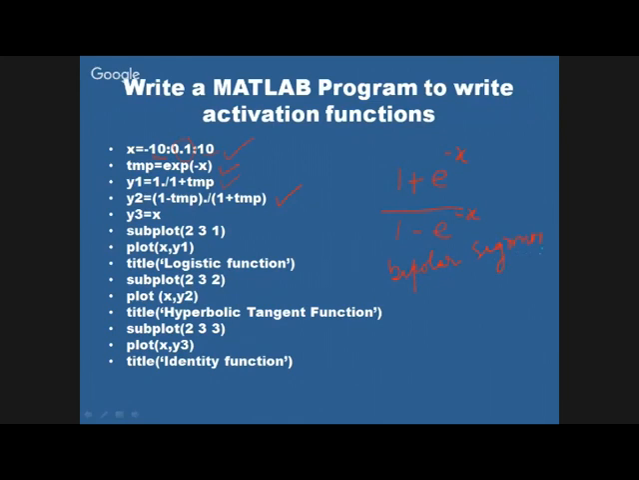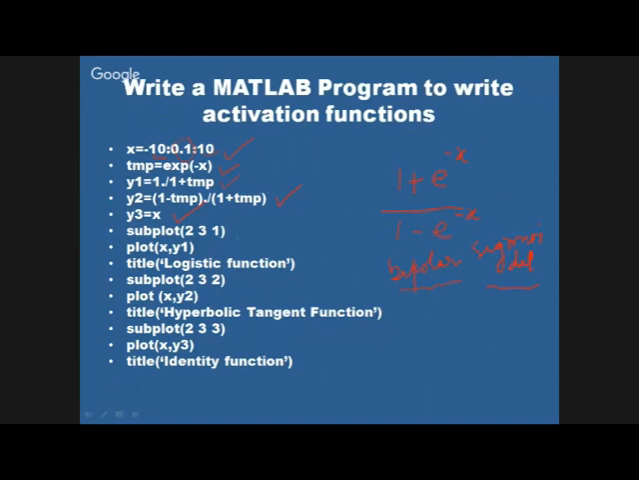Why is it known as bipolar? I will tell you. This is also known as the bipolar sigmoidal function. The first function we have given is the binary sigmoidal, 1 by 1 plus e to the power minus x. And the second function I have given is 1 minus e to the power minus x divided by 1 plus e to the power minus x, and that is known as the hyperbolic tangent function or the bipolar sigmoidal function. And the third one is a linear function, that is y3 equal to x. We will get the linear function.